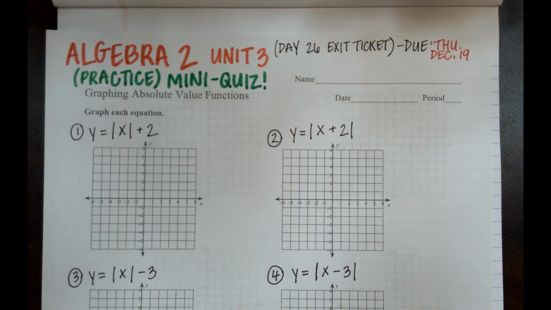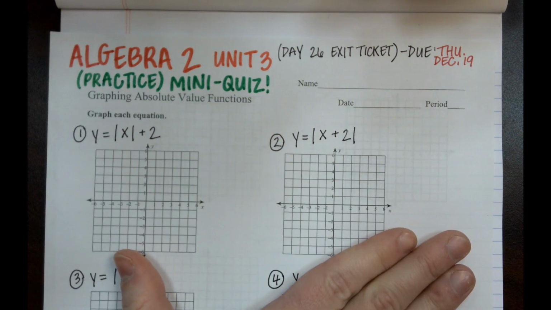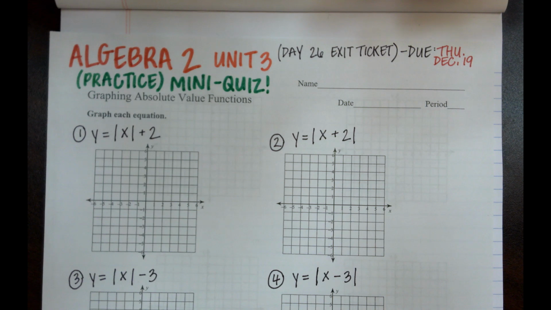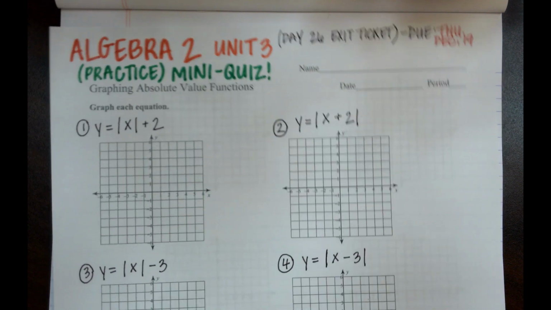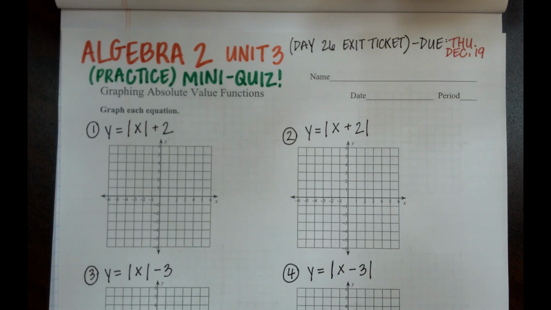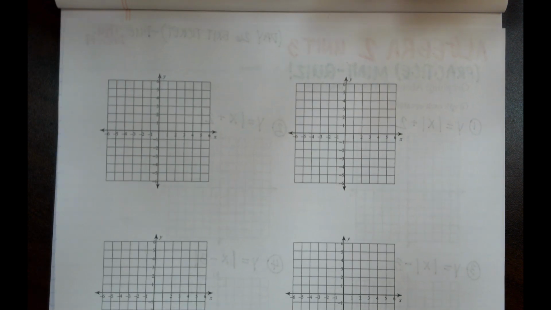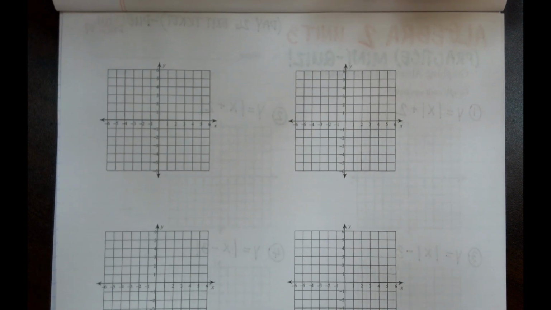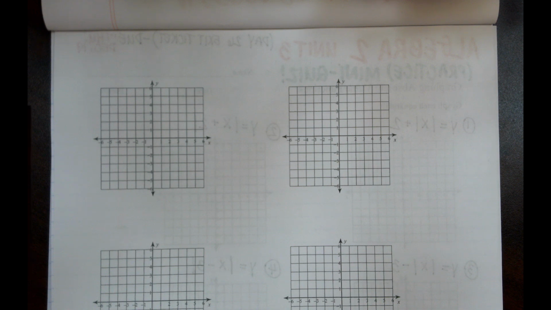Day 26. Crazy. We're doing our little mini quiz today. And before we do even the practice mini quiz, we're going to do a quick little review of how to graph absolute value. So, I printed your little practice quizzes as double-sided. So let's go ahead and flip over to the back side, and we're going to create our guide here.